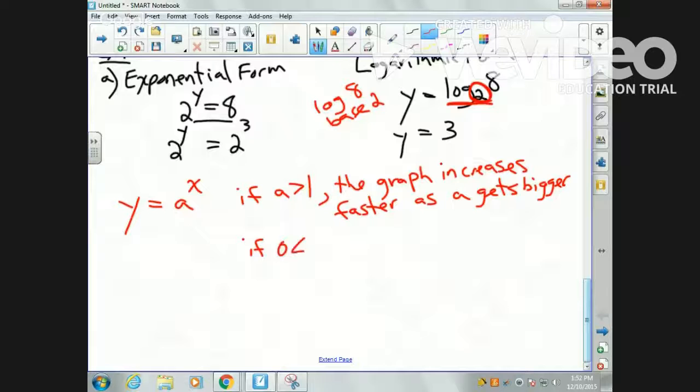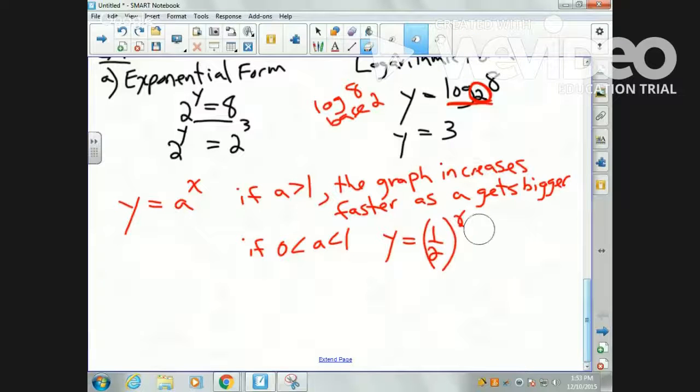Now, what happens if a is between 0 and 1? So, for instance, y equals 1/2 to the x. Sure, the graph's going to look like this instead. Yeah, it was like this before. So if a is 1/2, we get a graph that looks like this. What's going to happen if a is 1/4?